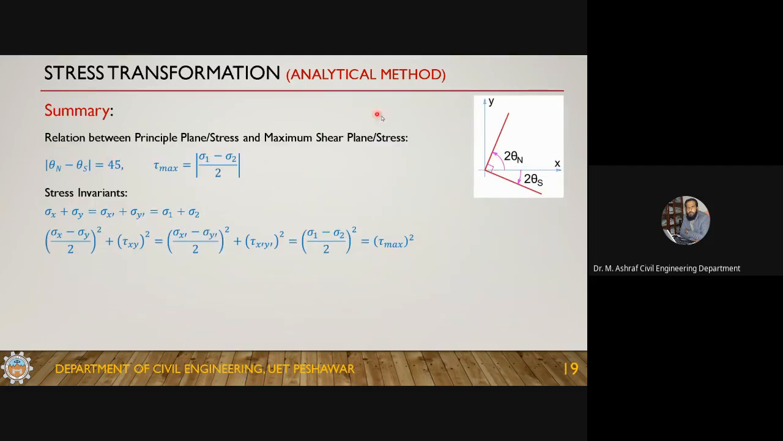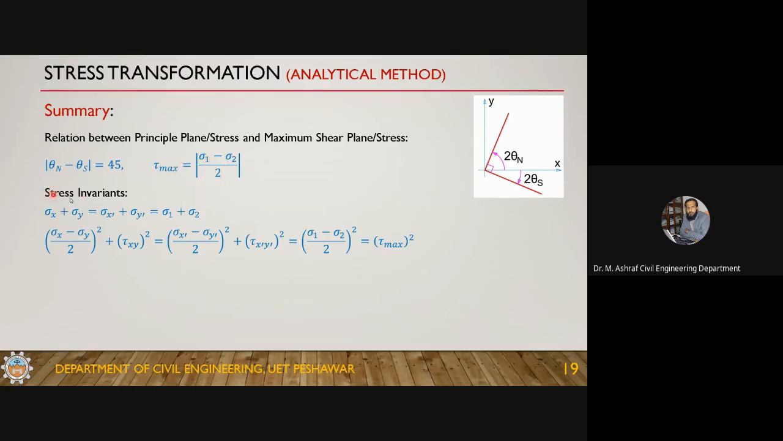So we also developed some expressions between the principal plane and the maximum shear stress plane and the corresponding stresses, and this is the equation: the principal plane and the maximum shear plane always lie at an angle of 45 degrees. Okay, the angle between the maximum shear stress plane and the principal plane is always 45 degrees. And this is the relation to get the maximum shear stress if you know the principal stresses.